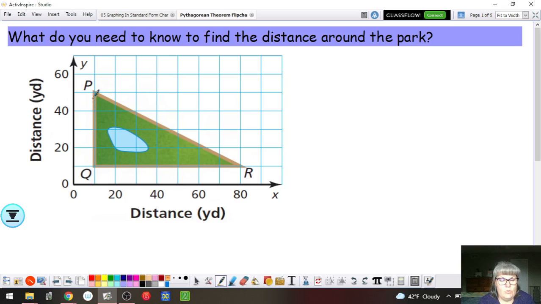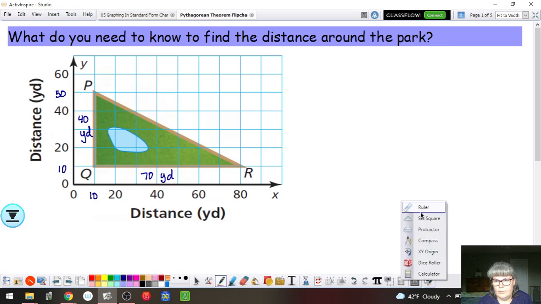And since we have this coordinate plane, we can definitely count two of the sides. So this is starting at 10 and going to 80, so that's a distance of 70 yards. And we're at 10 and we go up to 50, so this is 40 yards. But how are we going to find the distance of this side of the park?